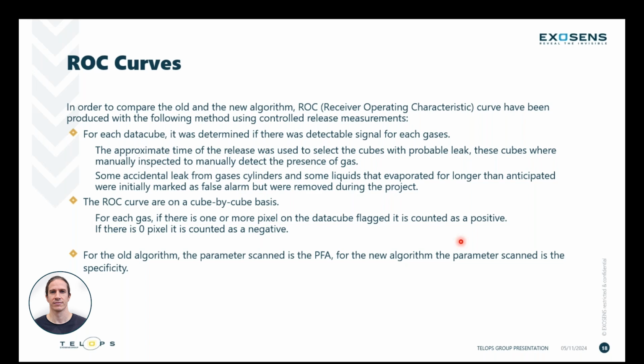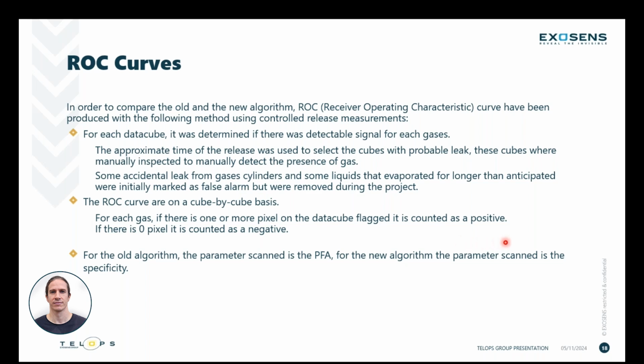To do the ROC curve, we have to have some annotated data. So we did some campaign. We had, I think, more than 10,000 hypercubes. And with these 10,000 hypercubes, we manually annotated the data to determine if there was gas present. Of course, we knew when we did the release, so we just looked at those data cubes first. And for each data cube, we have a possibility of true or false positive for every gas.